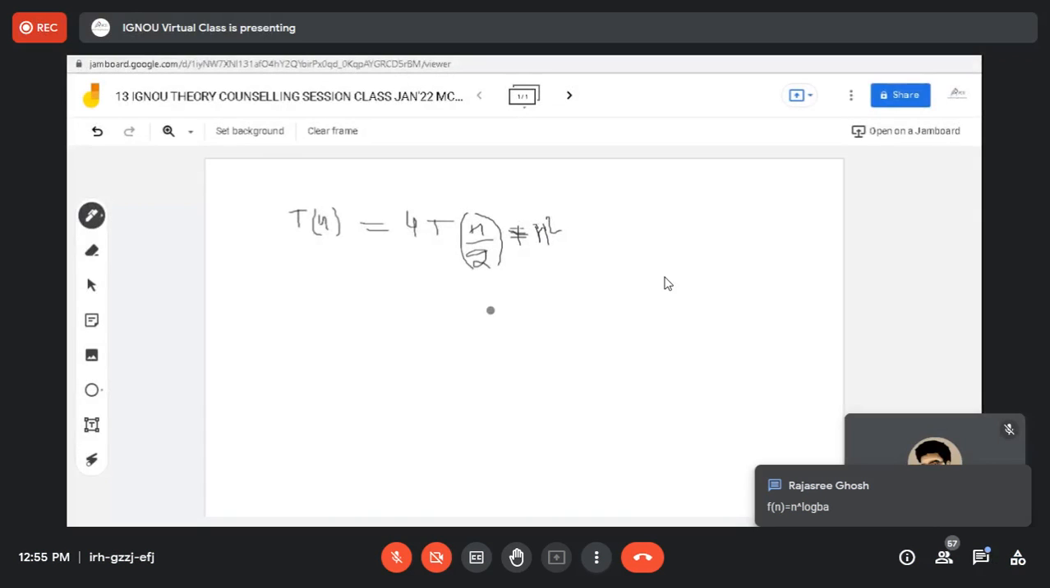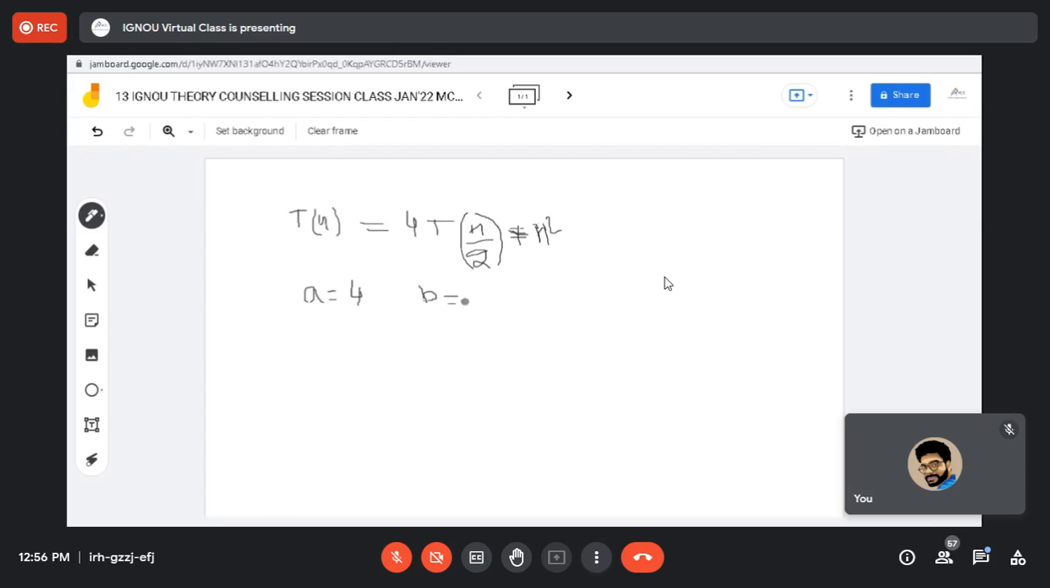Okay, let's take an example here. No, n raised to the power 4 is not the right answer. Let's do it here. So we have a value of A. A is equal to 4. B is equal to 2. Right? And Fn is equal to n square.